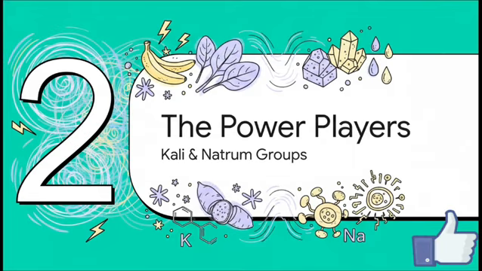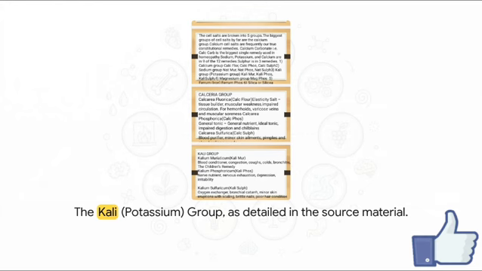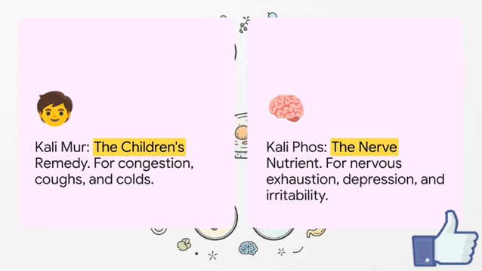All right, moving on. Next up, we've got 2 groups that are kind of the power players in the body. The potassium group, which you'll see called kali, and the sodium group, or natrum. And just like before, here's a look at the source text for the 3 salts in the kali, or potassium group. You can see words popping out like congestion, nerve nutrients, and oxygen exchange. So let's put 2 of the main ones side by side to really see what they do. And you can see a really clear difference here, right?